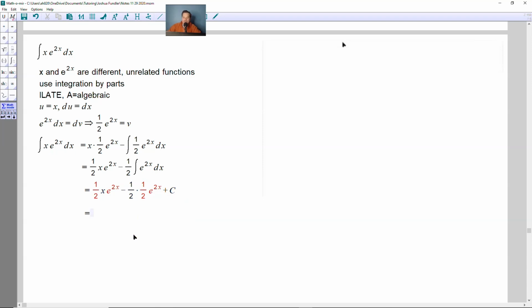So that's going to give me 1 half e to the 2x. And within brackets, I'm going to have x minus the other 1 half from the second term left over, plus c.